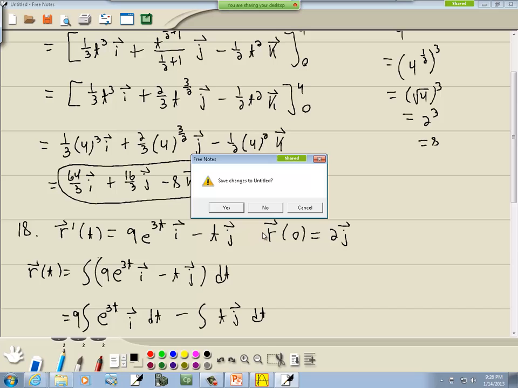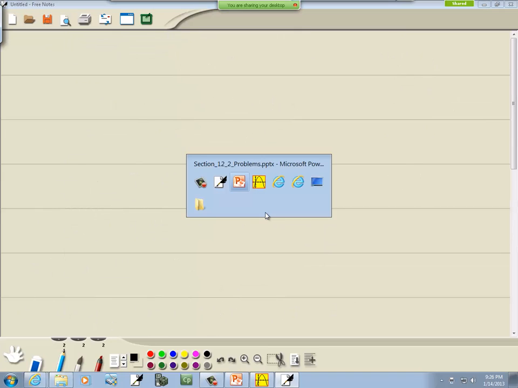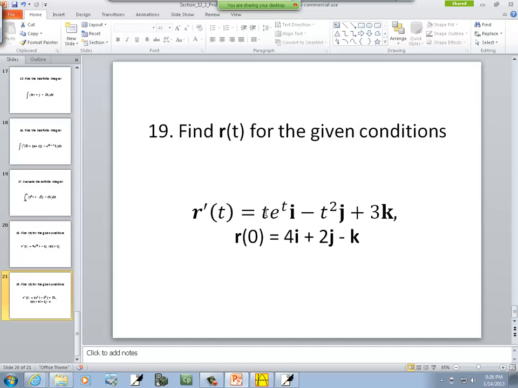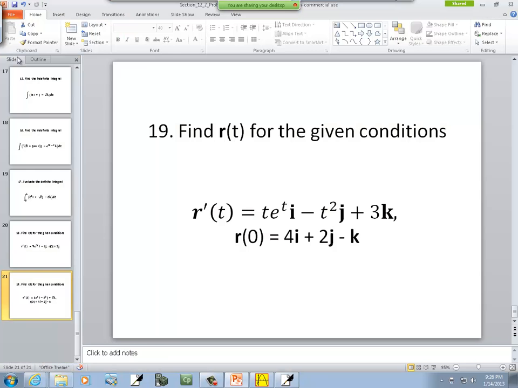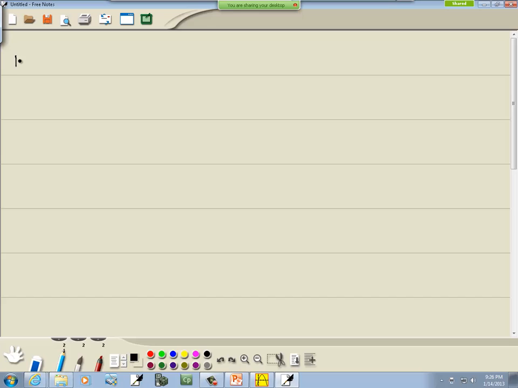Then we'll look at our last problem. This is very similar to the one we just did. Number 19.